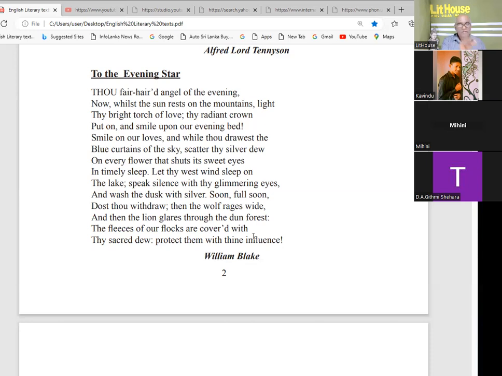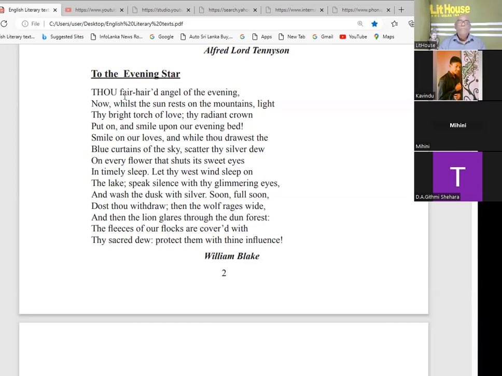Now, we have to analyze the sonnet line by line to understand what Blake says here. Now you know, Blake is speaking to Venus or to the evening star. Keep that in your mind. Blake is the speaker here. Therefore, this poem has first person point of view because he is also within the poem. He is the speaker.